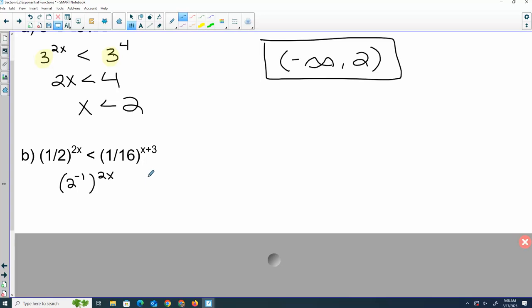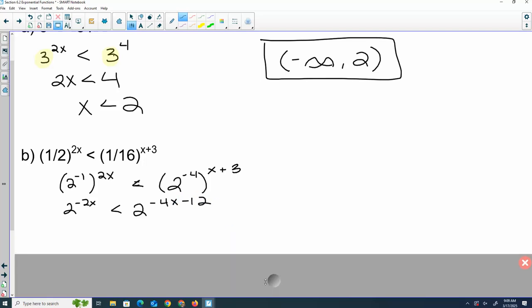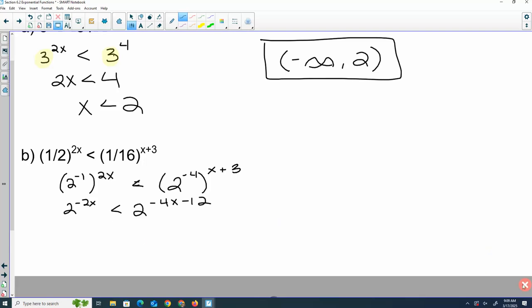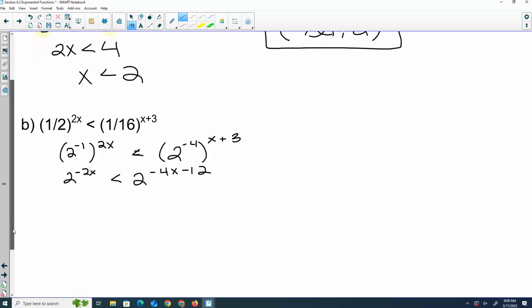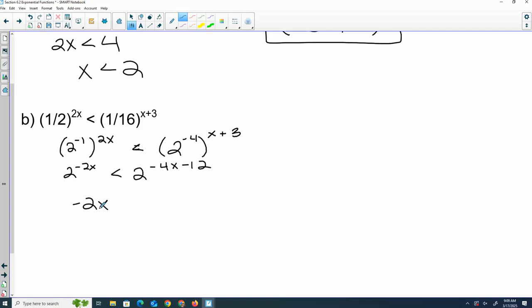2 to the -1 is 1/2, so I haven't changed my problem. Okay, 1/16. I know my exponent has to be negative. I want the base to be 2. 2 to what power equals 16? So I have 2 to the -2x is less than 2 to the -4x minus 12. Because it's power to a power, we multiply those exponents. Now my base is bigger than 1, we can drop the exponents.